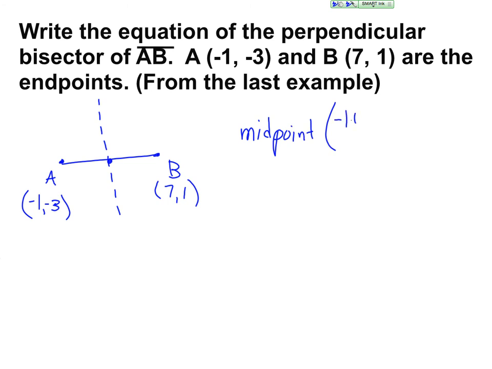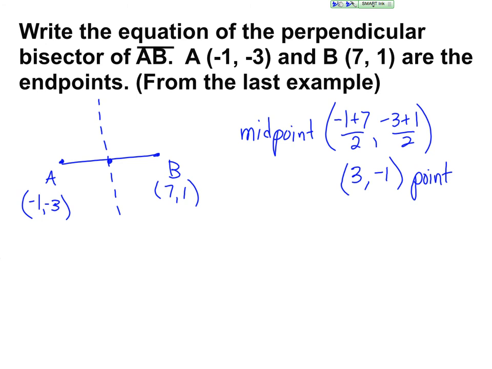The x plus the x divided by 2, and the y plus the y divided by 2. 6 divided by 2 is 3. -2 divided by 2 is -1. So 3, -1. Okay, that's the point that we want our line to go through. That's the point we'll use in our equation.